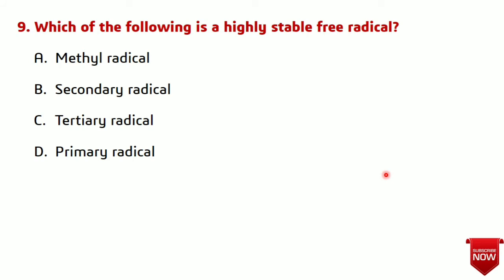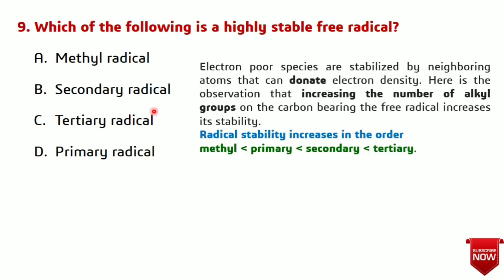And question number 9, which of the following is a highly stable free radical? So here they have given all the free radicals: methyl radical, secondary radical, tertiary radical and primary radical. So you can observe the electron poor species are stabilized by neighboring atoms. Electron poor species means electron deficient species. So this deficiency they overcome by neighboring atoms that can donate electron density.